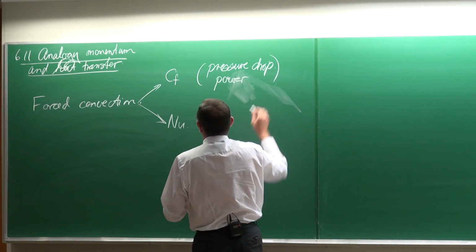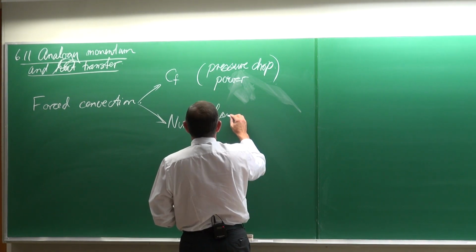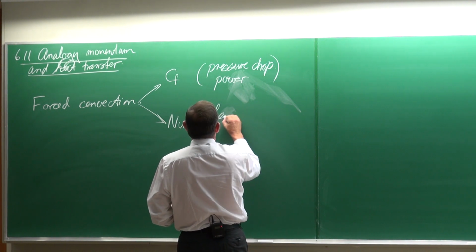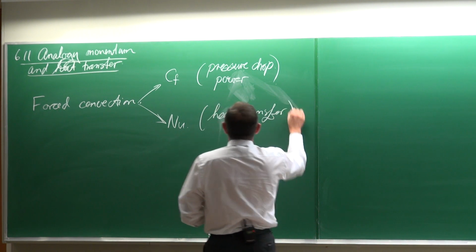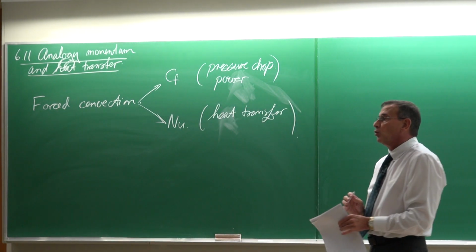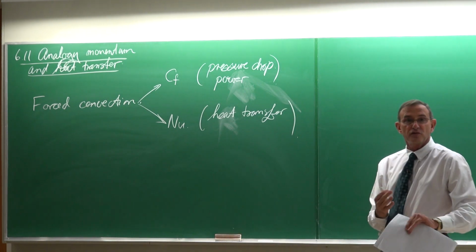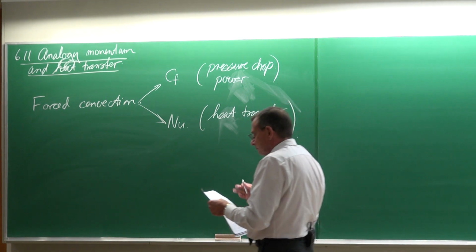So the power requirements. While the heat transfer is about the heat, the Nusselt number is about the heat transfer. How much heat will be transferred, or if we know how much heat we want to transfer, how much surface area we need at a specific temperature difference.